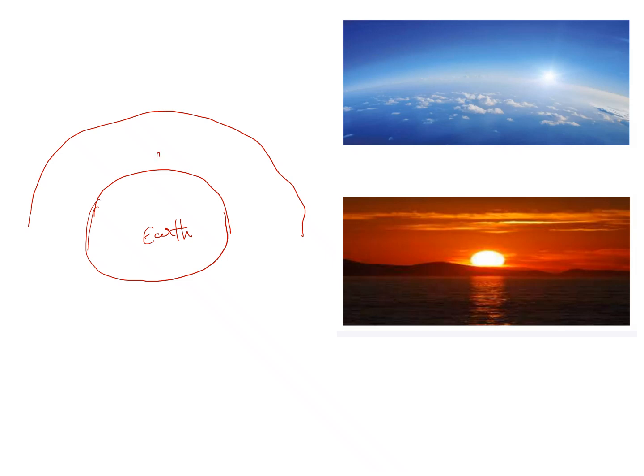We are just standing here, and this is the atmosphere. Just think of this. During the sunrise, the light ray has to travel a longer distance to reach our eye. Due to this, all the colors will scatter and go out. So finally, the red color will reach our eye.